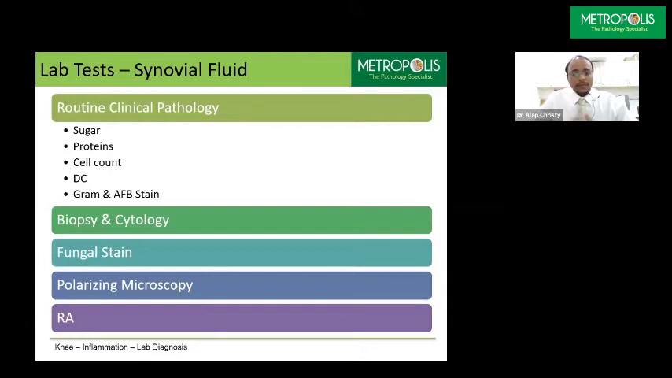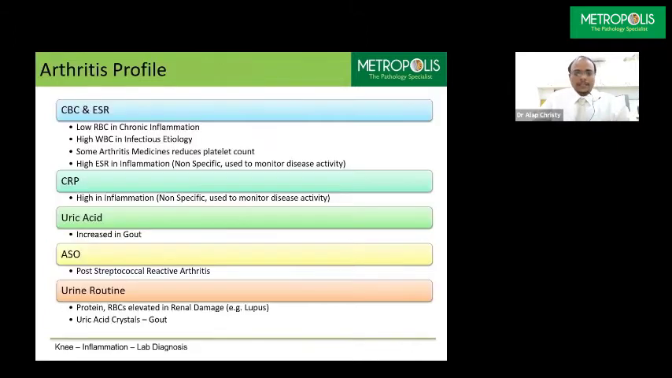Now, synovial fluid gives even more information, because before taking any decision it's important to know the exact reasons. So we do routine clinical pathology: sugar, protein, cell counts, their DC, the Gram and AFB stain, then biopsy, cytology, the fungal stain, and importantly, polarizing microscopy as well. We do RA factor in synovial fluid as well. So these are the tests available in synovial fluid, which can help to differentiate the exact pathology, the exact reason associated with the knee diseases.